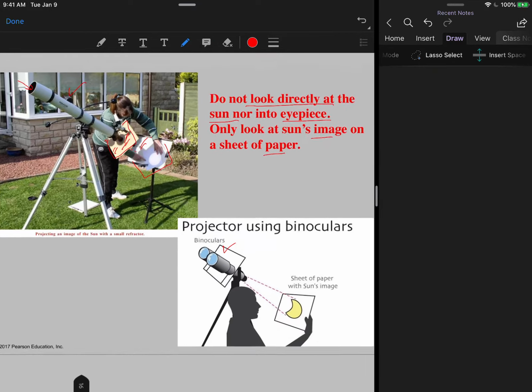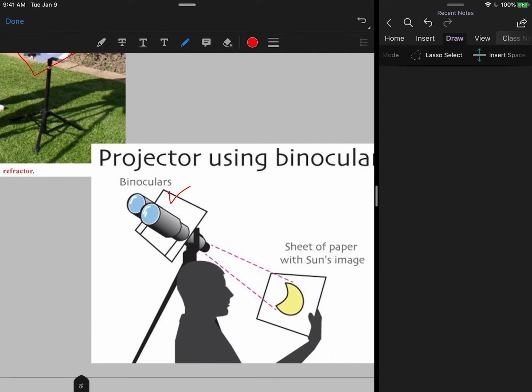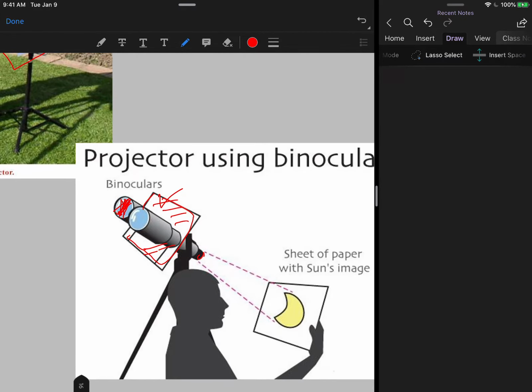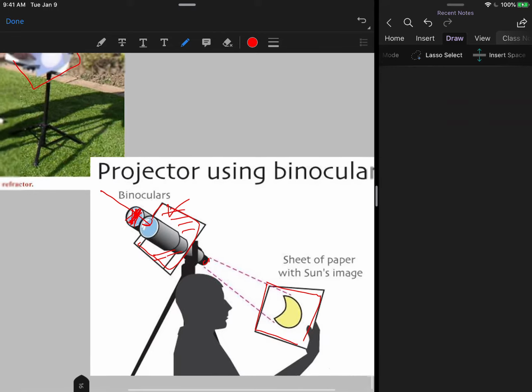Or if you don't have a telescope, you can get binoculars and do the same thing. You can cover one of the lenses, block the other, and put a piece of paper around the binocular to block the sunlight. And through the free lens, the sun's light is going to pass through, and then you can look in the direction opposite to the sun at a sheet of paper, and you can see an image of the sun on that piece of paper.